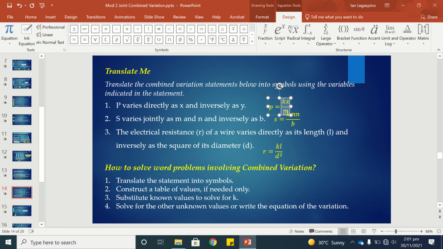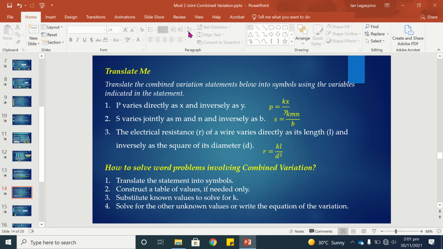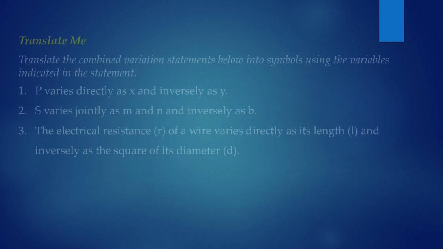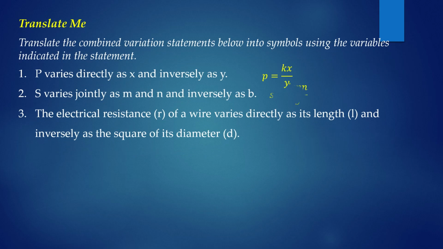Kx over Y. Okay, that should be P equals Kx over Y. The second example: S varies jointly as M and N and inversely as B. So S varies jointly as M and N. M and N go on top, beside K, and inversely as B, so B goes at the bottom. The third one: the electrical resistance R of a wire varies directly as its length and inversely as the square of its diameter.